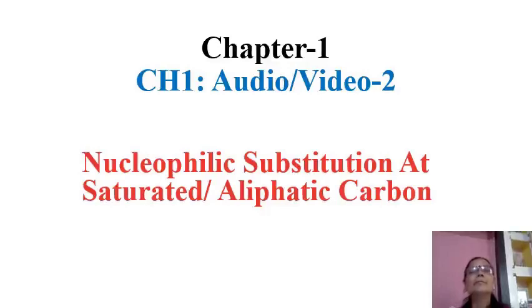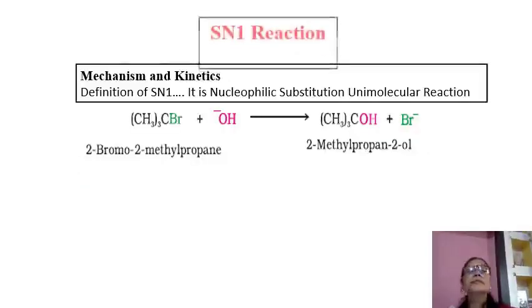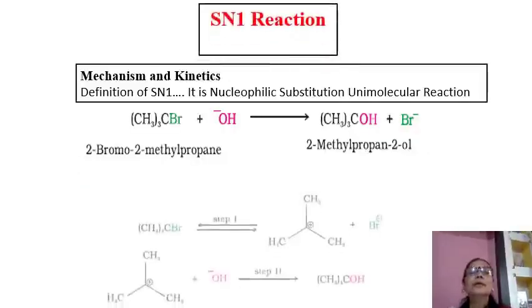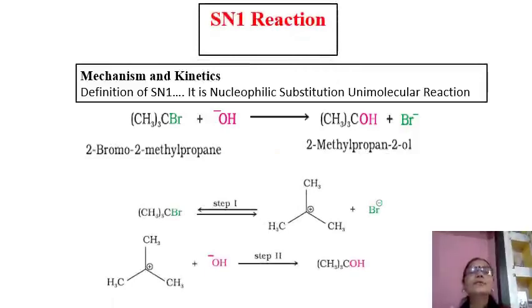Now, the SN1 mechanism is a nucleophilic substitution unimolecular reaction. That means nucleophilic substitution 1 stands for unimolecular reaction. In this case, the substrate is a tertiary butyl halide, OH negative is the nucleophile, and it gives tertiary butyl alcohol and then the Br negative. Whenever we consider the tertiary butyl substrate reacting with the nucleophile, it gives you the tertiary butyl alcohol.